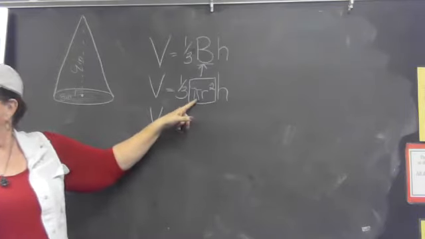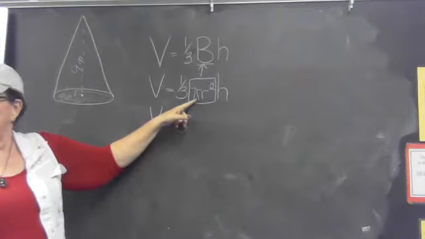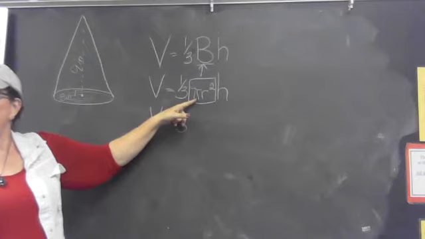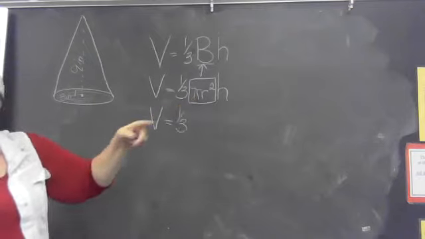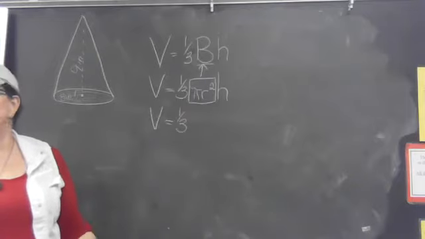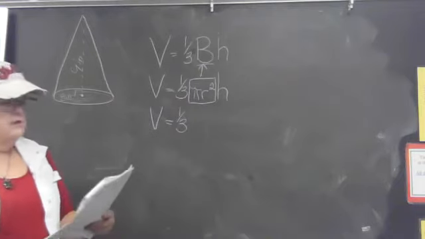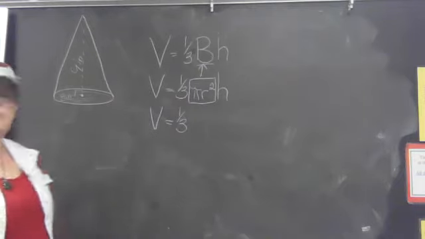If they do not tell you to use 3.14, then use the pi button, okay? But if they do tell you, then you're going to get their answer. If they tell you to use 3.14, do it. Otherwise, use the pi button. The pi button gives you the exact answer. Okay, in this one it says use 3.14.